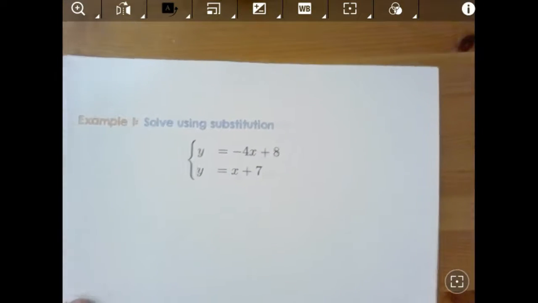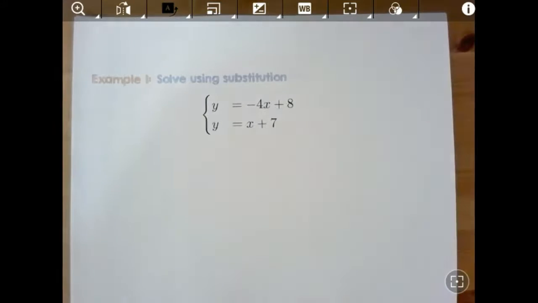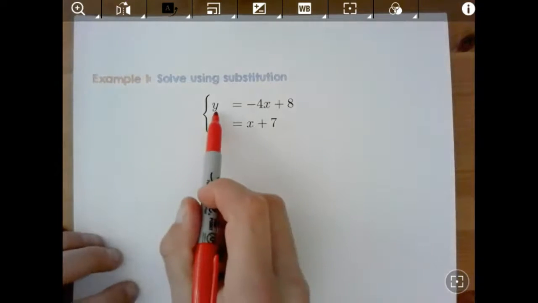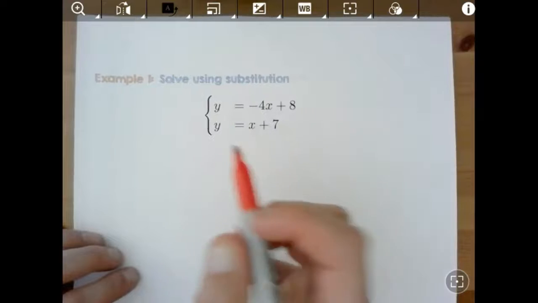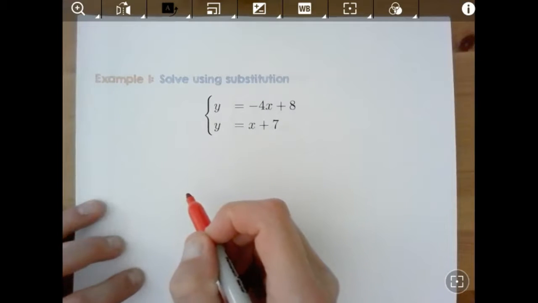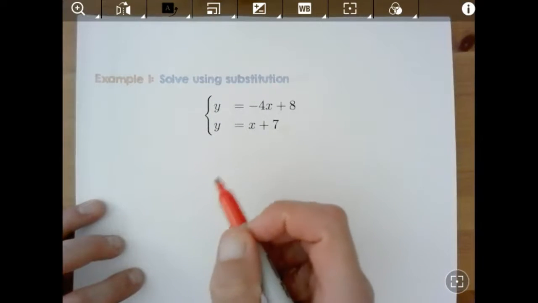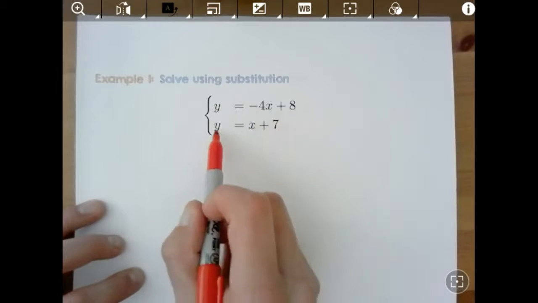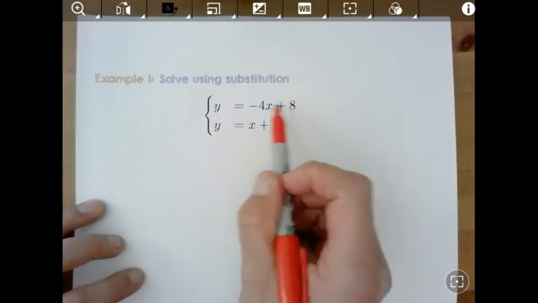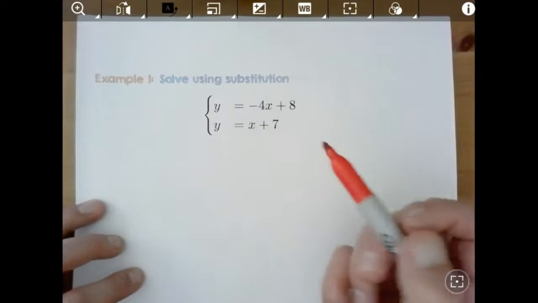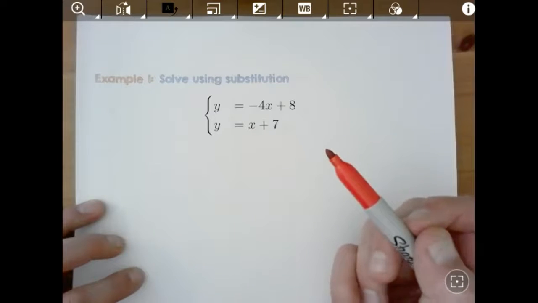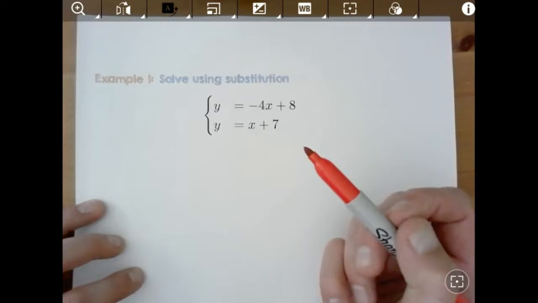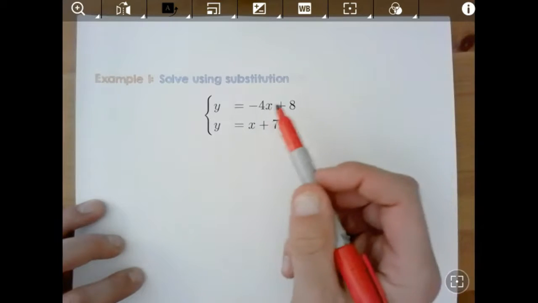Our first system: solve the system using substitution. Notice how we have y equals and y equals. We're going to plug one thing in for another. So let's take a look. We have y equals negative 4x plus 8, y equals x plus 7. Here's our system. They have different slopes, so there has to be a solution. These two lines are going to intersect. So how do we do that?